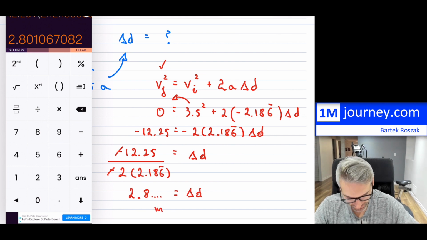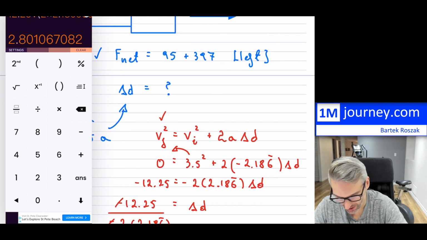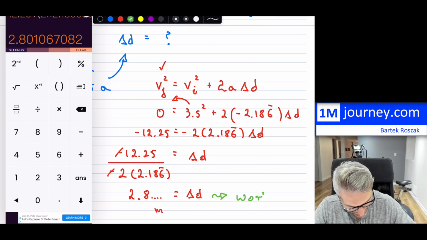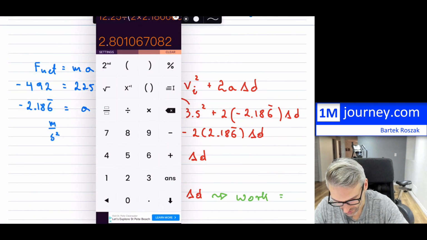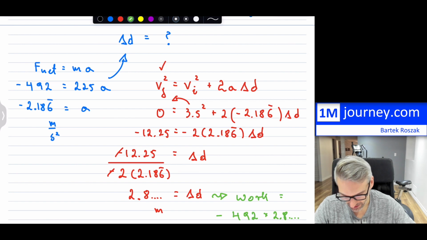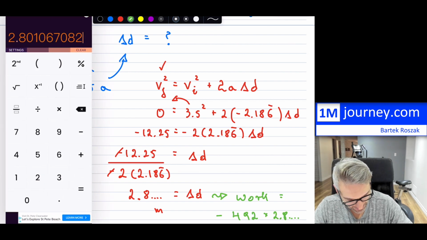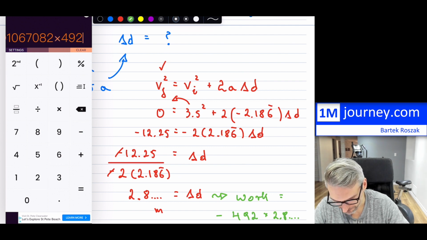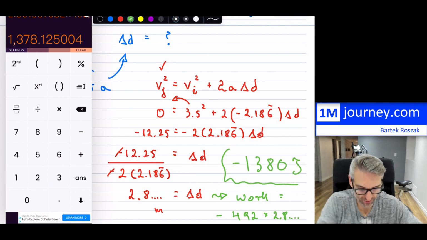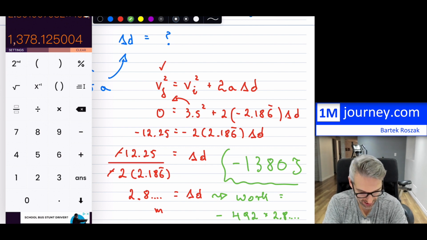Once we have this, we can find out what the work is. The work is going to be equal to the force, which was 492, times 2.8, etc. This will be negative because the force is in the opposite direction as you are moving. So here's my displacement multiplied by 492, and there you have it. Rounding to 3 significant figures, that's negative 1380 joules. The object is losing energy, or transferring energy out of its system, because it's negative, and that makes sense because the force is in the opposite direction as you are moving.